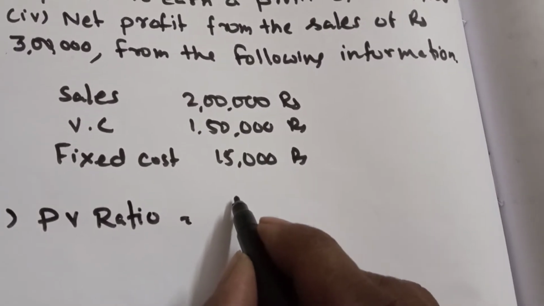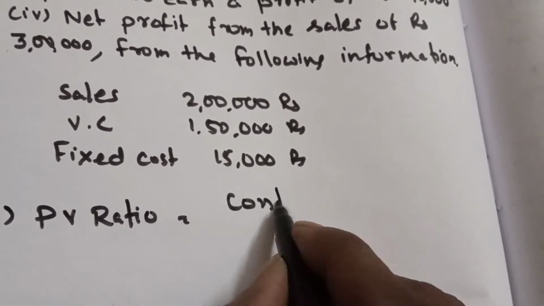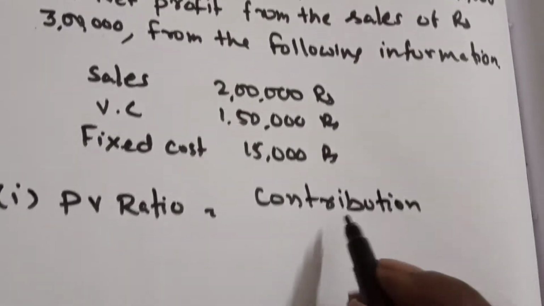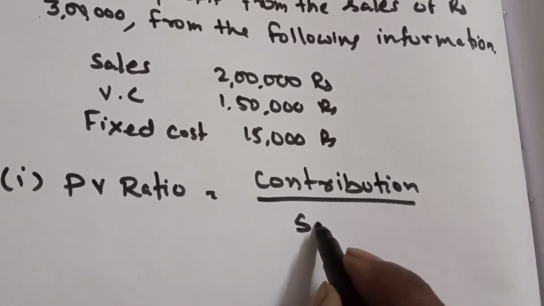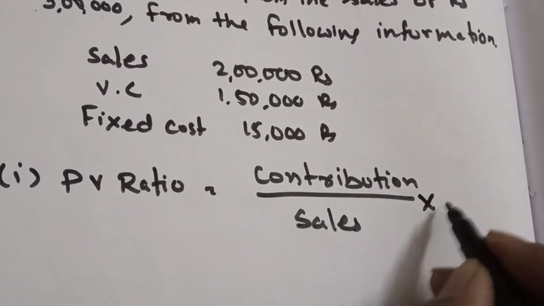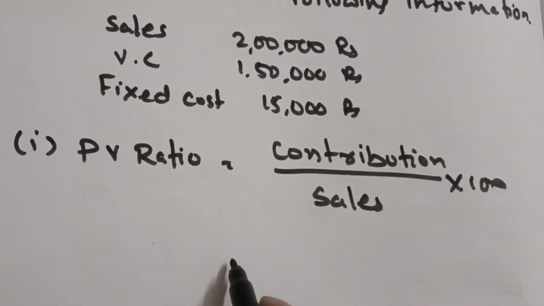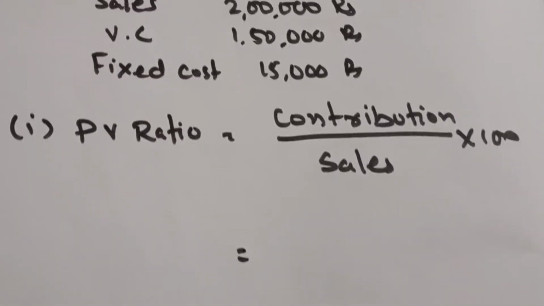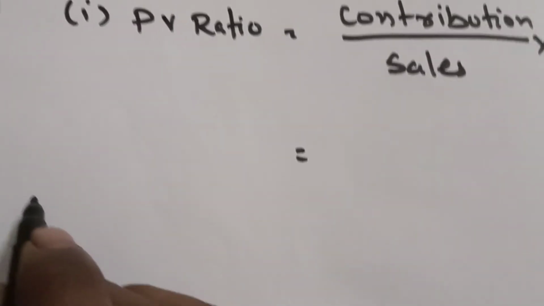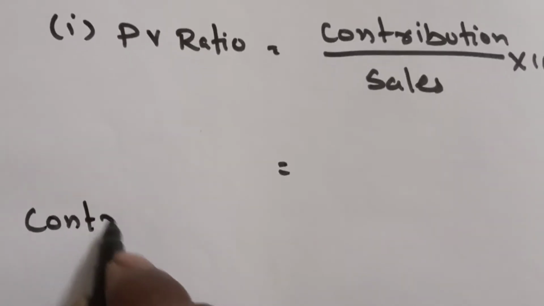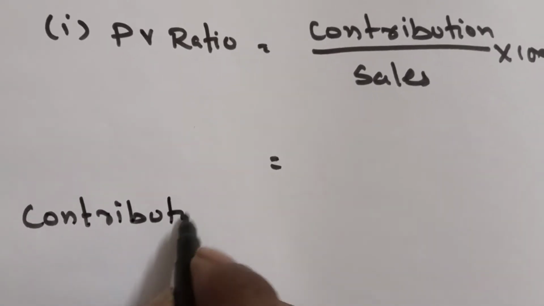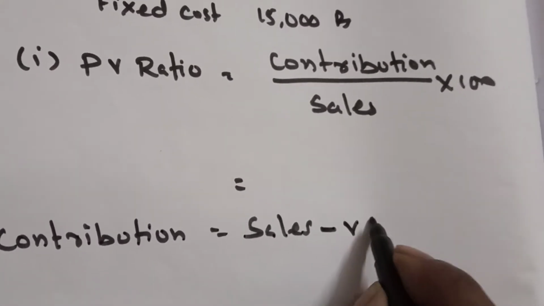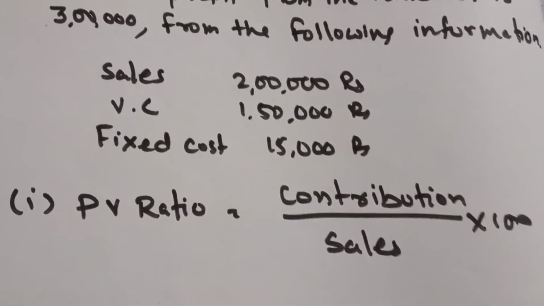The formula is contribution by sales into 100. Contribution is not given in the problem, so we have to find out contribution first. So contribution is equal to sales minus variable cost. Sales is given in the problem, that is 2 lakhs.